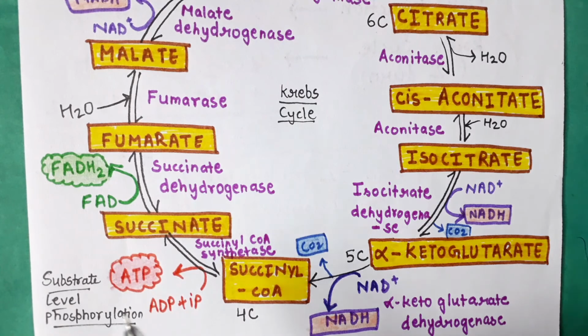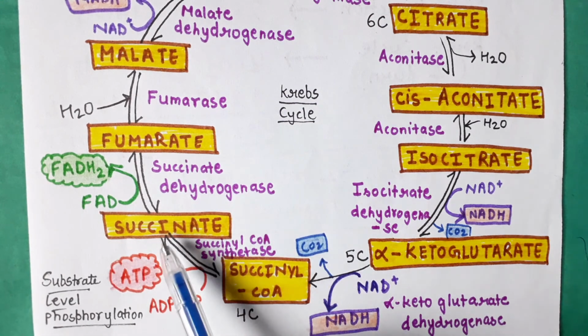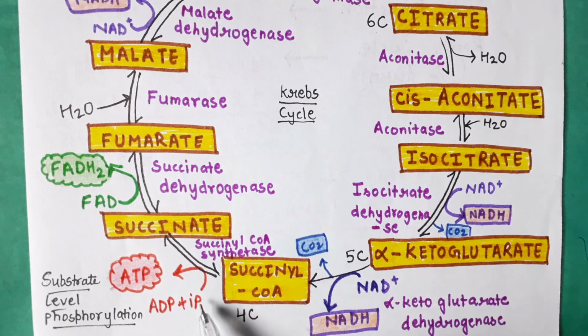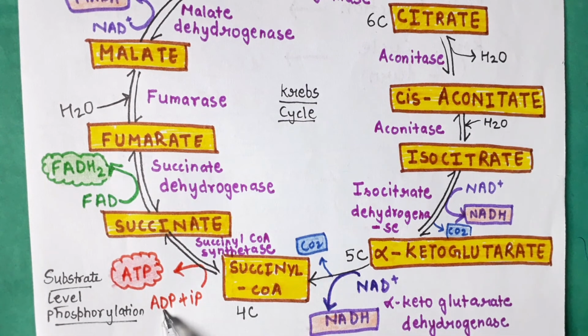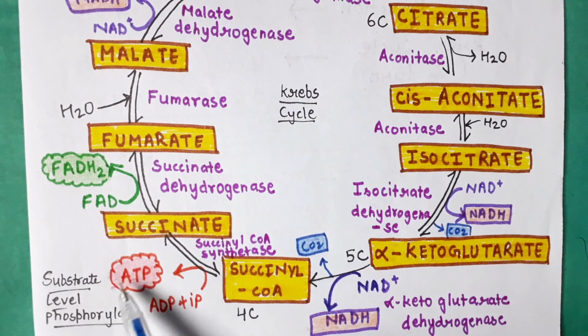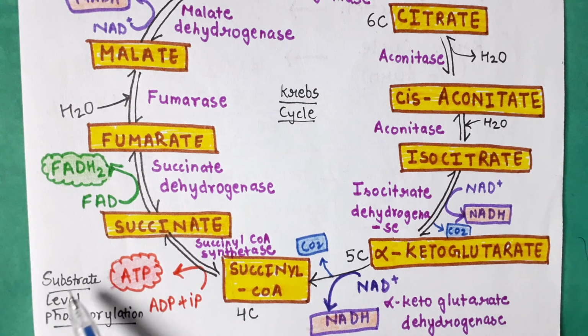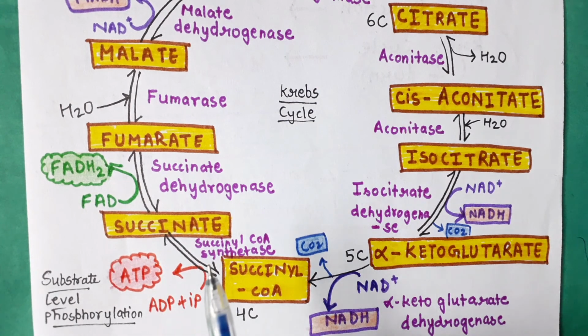There is also substrate level phosphorylation in the Krebs cycle, at the step when succinyl CoA gets converted into succinate. In this process, a phosphate group from succinyl CoA is transferred to ADP, which leads to the formation of ATP, adenosine triphosphate. So there is direct generation of ATP in substrate level phosphorylation, and it is a kind of direct phosphorylation.